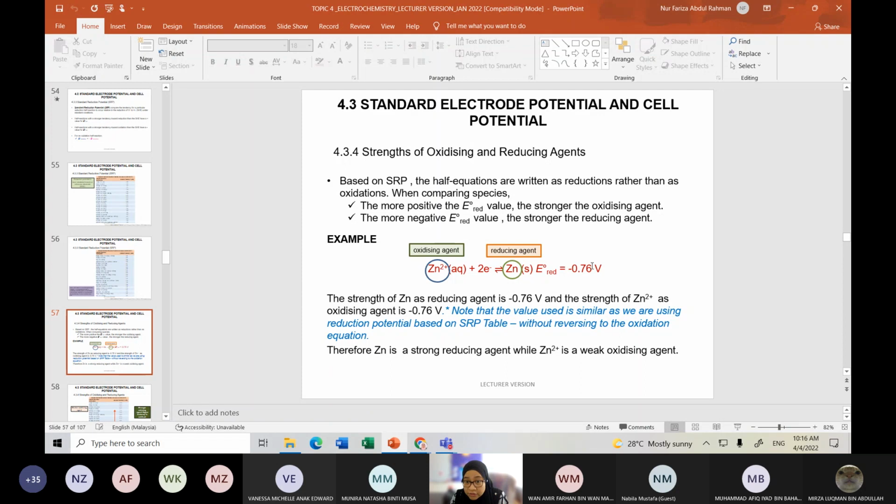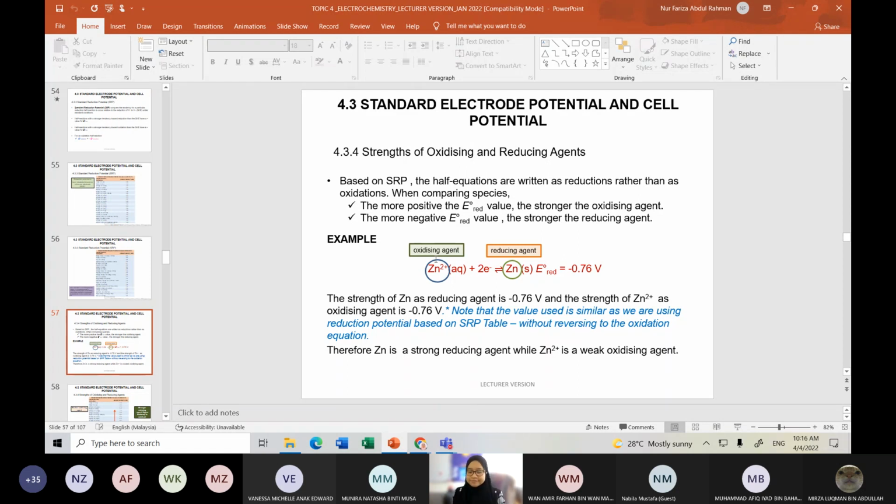Sebab the value is negative. So bila negative value, it shows that it prefers oxidation rather than reduction. So we could say that zinc is a good reducing agent rather than oxidizing agent. Very weak lah. Kalau zinc ni strong reducing agent, that means zinc 2+ will be a weak oxidizing agent. Macam you belajar acid base, kalau dia dah strong acid, that means the conjugate will be weak. Dia kena balance. Tak boleh dua-dua kuat.